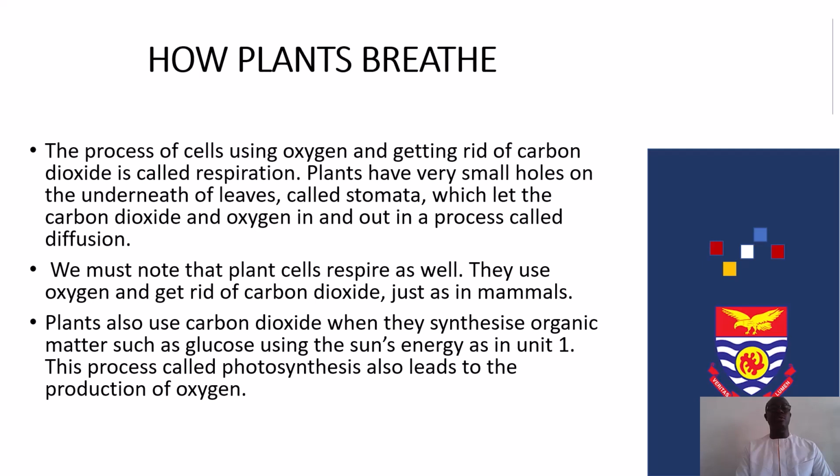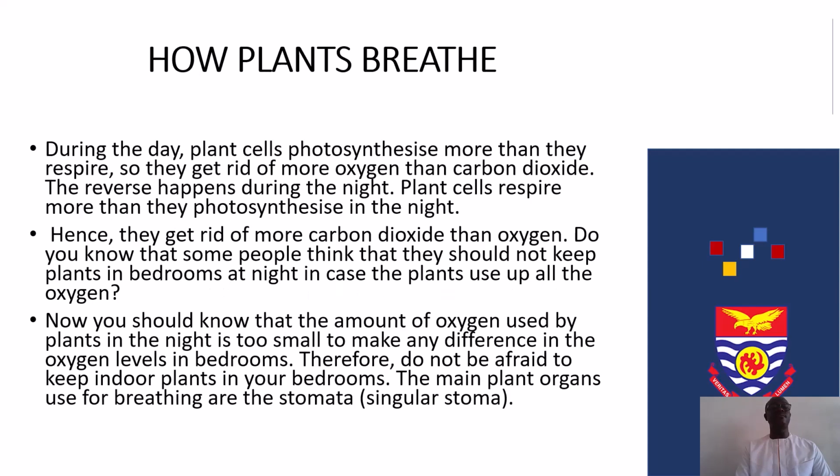Plants also use carbon dioxide when they synthesize organic matter, such as glucose, using the sun's energy, as we studied in Unit 1. This process, called photosynthesis, also leads to the production of oxygen. During the day, plant cells photosynthesize more than they respire, so they get rid of more oxygen than carbon dioxide. The reverse happens during the night. Plant cells respire more than they photosynthesize in the night. Hence, they get rid of more carbon dioxide than oxygen.